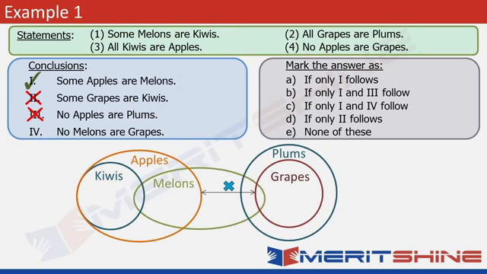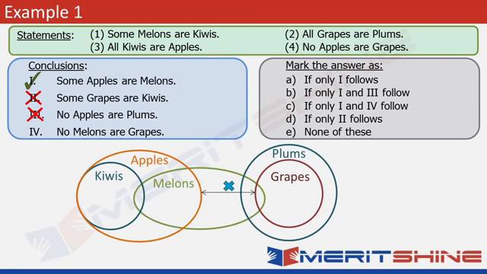There we are. We can see melons and grapes intersecting now. But first check if we have violated any condition. The only condition on melons in the statements is given in statement 1, which says that some melons are kiwis. Apart from that, there is no condition on melons. And you can see that some melons are still kiwis. There's an intersection with kiwis. So that still holds. So that means that we are not violating any condition given in the statements.